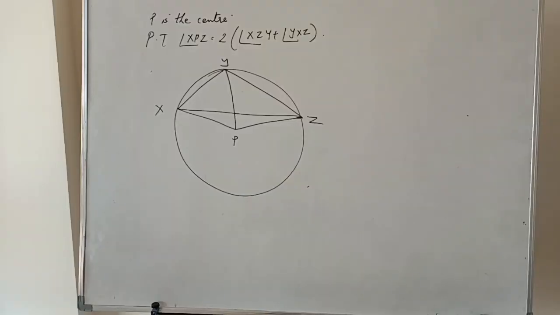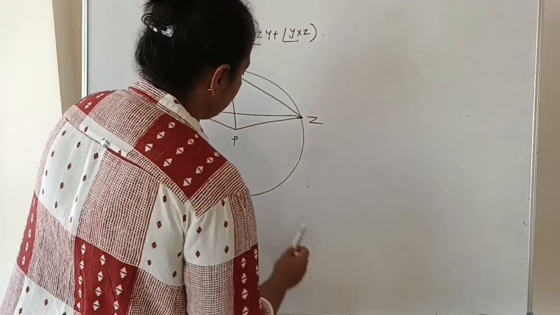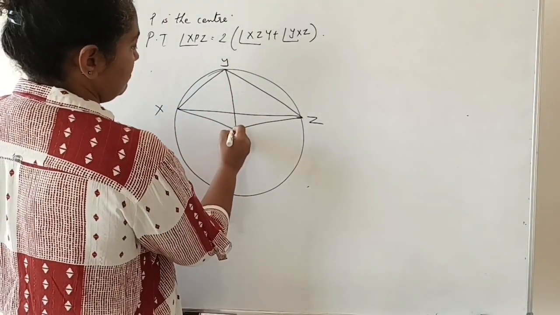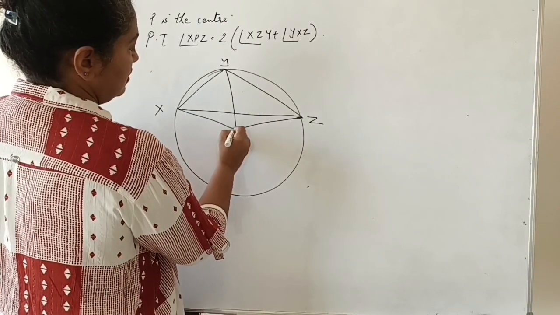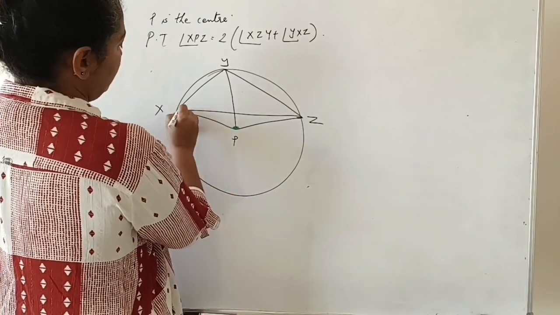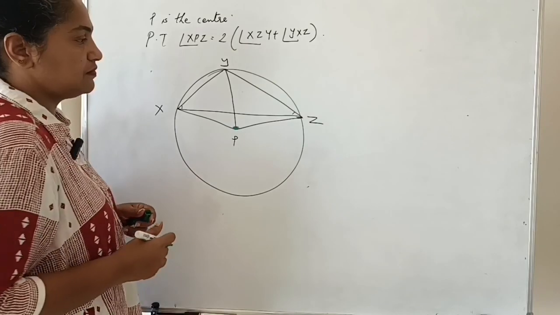Now look at this diagram. Here P is given to be the center of the circle, and you need to prove that angle XPZ is equal to twice angle XZY plus YXZ. Okay, fine. Now, what they basically ask you is to prove that this particular angle is twice that of this angle and this angle.